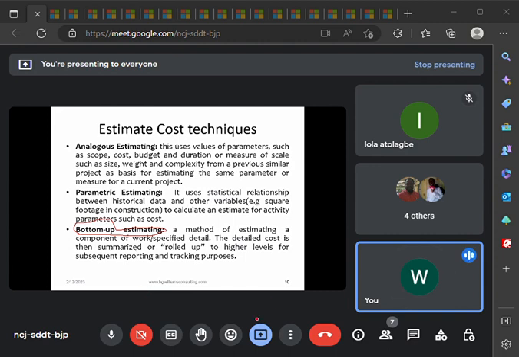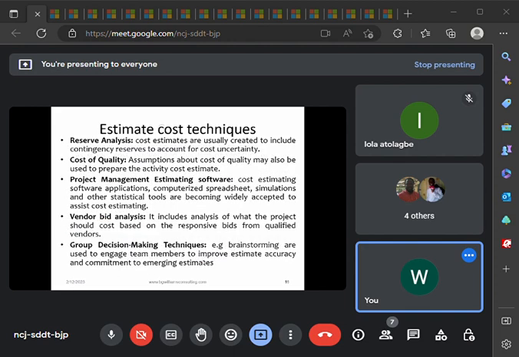So you can see that from the base of the calculation, you can keep calculating and calculating until you get to the amount that you need to arrive at. That is the bottom-up estimation. All right, then among other estimation, there's also what is referred to as reserve analysis.